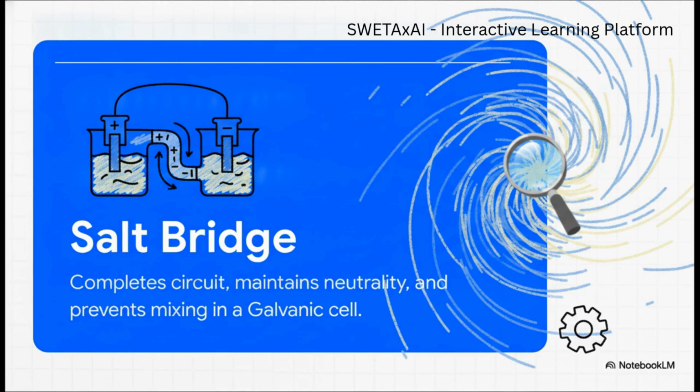That's where the unsung hero of the galvanic cell steps in, the salt bridge. It's a tube connecting the 2 solutions that lets ions flow back and forth. It completes the circuit, maintains electrical neutrality in both halves of the cell, stops the solutions from just mixing into a mess, and basically keeps our engine running smoothly without shorting out.